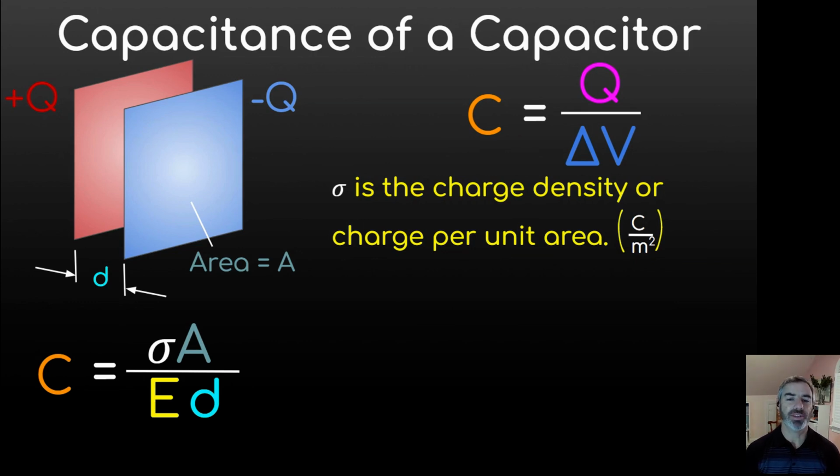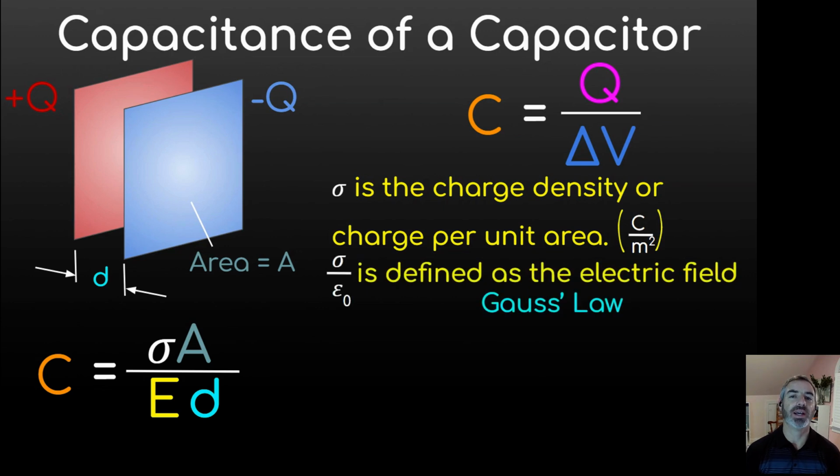Now, the electric field can be defined as the charge density divided by epsilon naught, which is known as Gauss's law. It's not something that's discussed much in Physics 2, but we're going to substitute that in for our electric field. And we can see that we have the charge density in the numerator and the charge density in the denominator. So we can simplify by canceling them out, multiplying by the reciprocal of epsilon naught, and that gives us an equation for capacitance of epsilon naught times area divided by the distance between those plates.